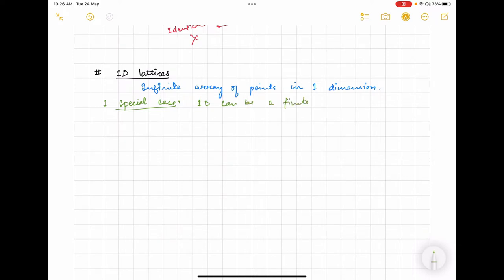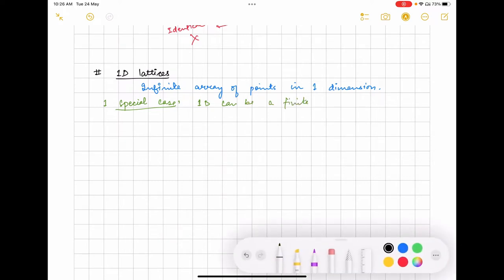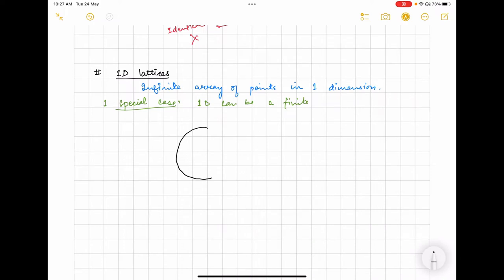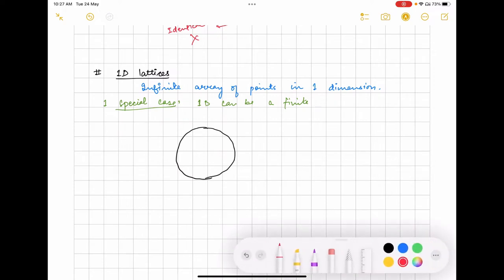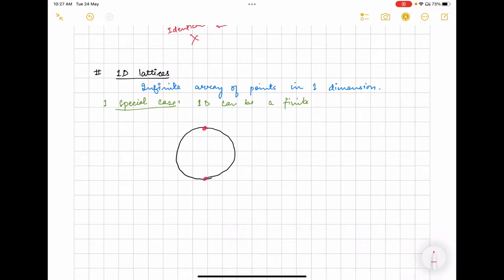That is, when these points lie on a circle. Suppose this is your circle and your points lie on this. So these are your points. Every point has identical surroundings and it has a finite number of points. So this is a special case of 1D array where the lattice can be finite.